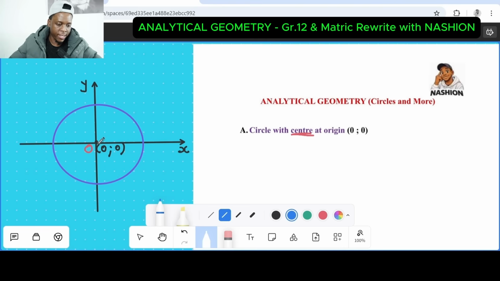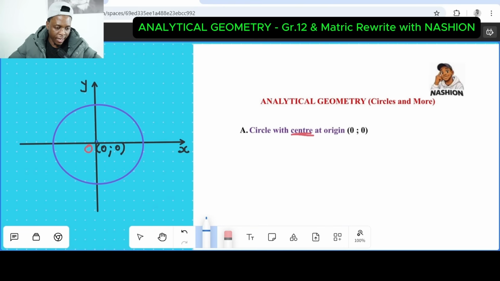Not forgetting that every circle has a radius, which is a line drawn from the center of the circle to the circumference. So this is going to be r for radius. And right here, we have a point, let's just call it P, which is (x, y). X and y can represent any real numbers. So this is the circle with center at origin.